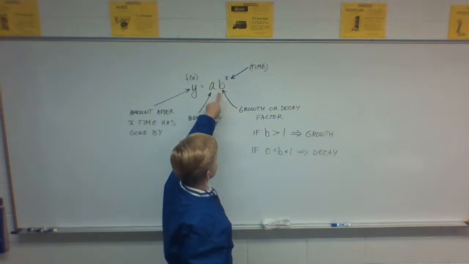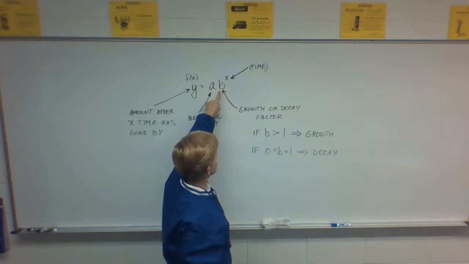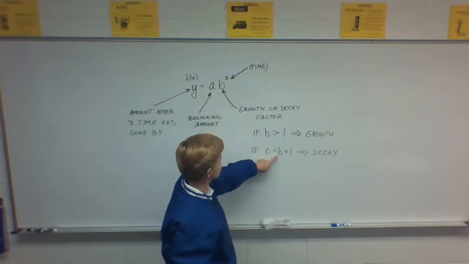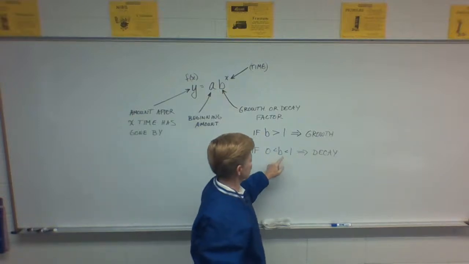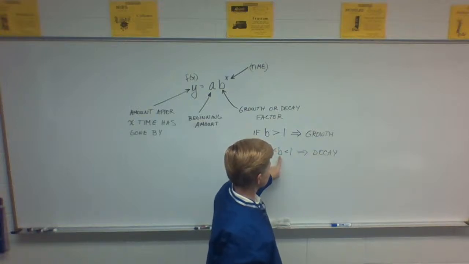So, and we will never have B be negative, not in this class. You can study that later if you want, but no. B is always going to be a positive number, always positive. But if it's between 0 and 1, in other words, if B is a fraction or a decimal less than 1, you know, if B is a fraction, you got a decay.